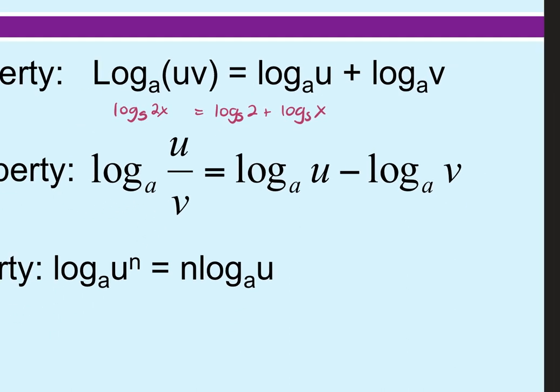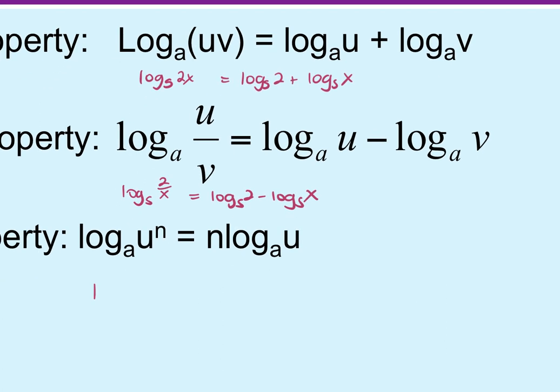If it started as division, we expand it out to subtraction. So like log base 5 of 2 over x would become log base 5 of 2 minus log base 5 of x. And if it has an exponent, that exponent gets bumped to the front of the log. So if this said log base 5 of x squared, this is the same thing as saying 2 log base 5 of x. We're going to eventually go the other way as well, but this would be expanding. So you're starting with one log and you're expanding it out into multiple logs, okay?